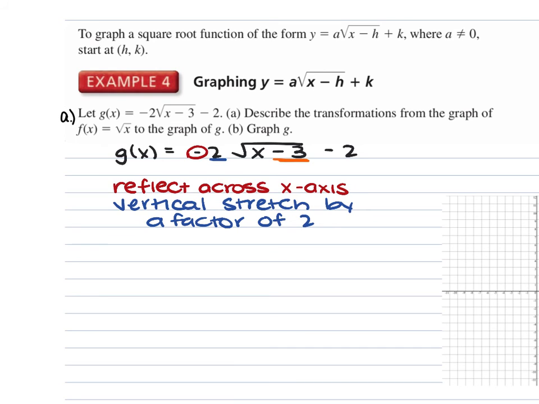Next is that minus 3 under the radical. You want to think opposite. So instead of it going to the left 3, we're going to the right 3 units. And lastly, we have that minus 2. So that means we're going down 2 units.